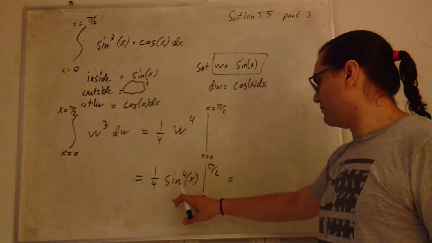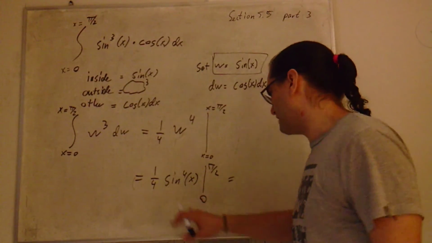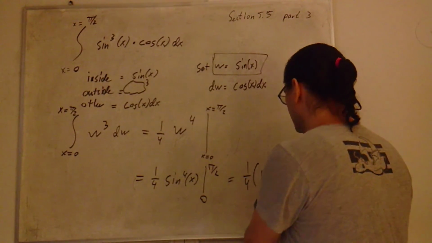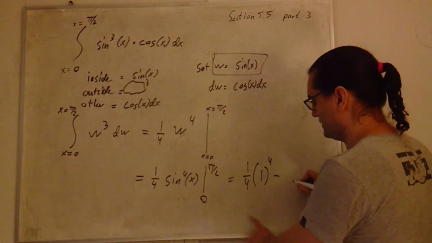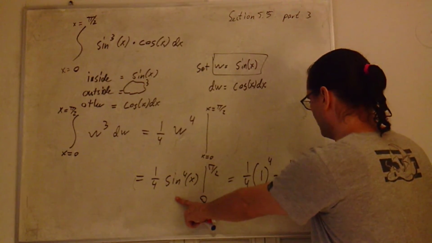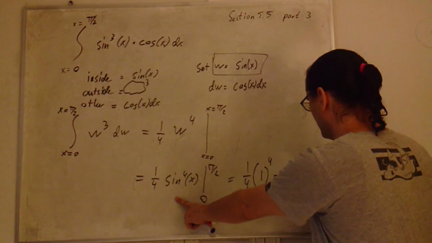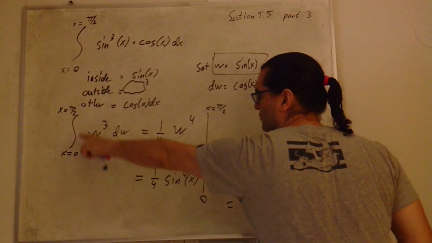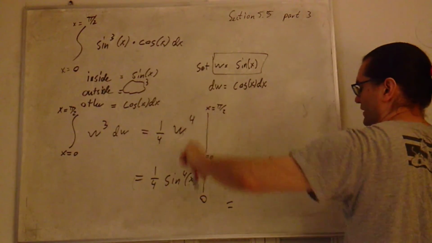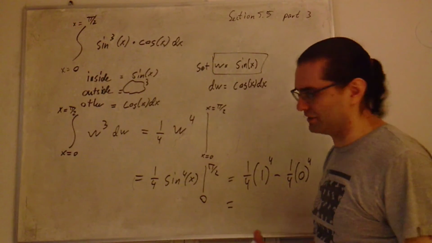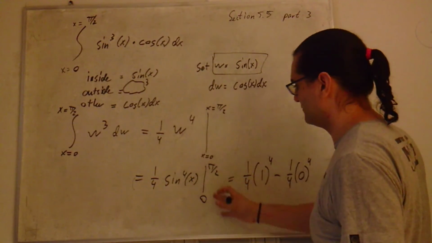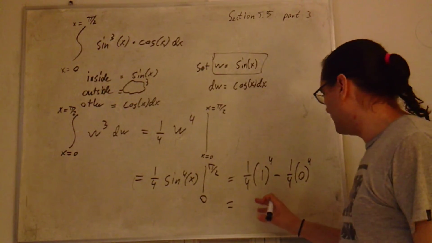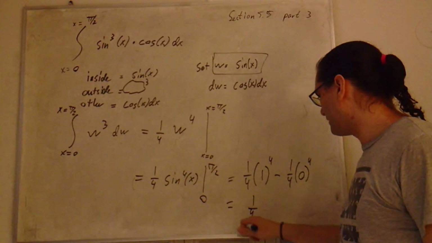In my technique, I'll plug pi over 2 into sine of x and get 1. So this will be 1/4 of 1 to the fourth minus plugging 0 into this would give me 1/4 of 0 to the fourth, which is exactly what you would get right here if you plugged in 0 and 1 for your w values. So it's the same thing. It's just when you're plugging your x's into your inside function. And this will give me 1/4.